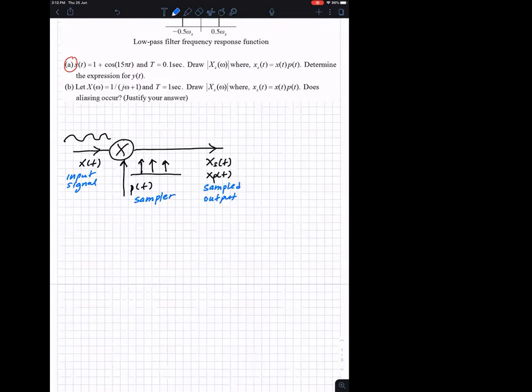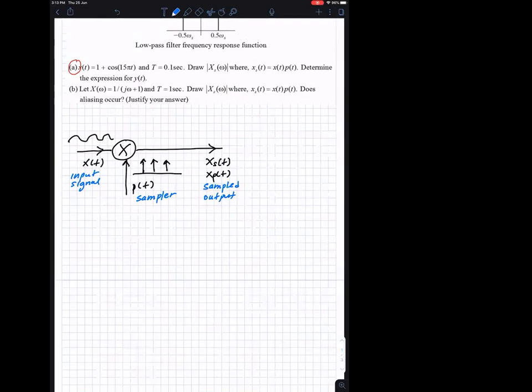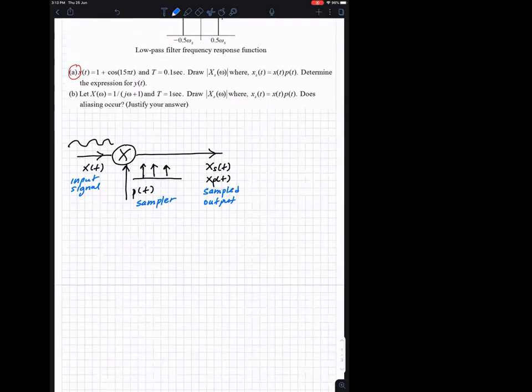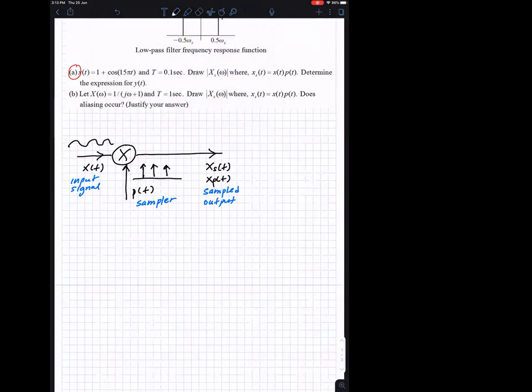Okay, is this clear so far? Last time we already went through this configuration. Signal comes in, it gets sampled, so the output is going to be a sampled output. Depending on your sampling frequency, you will know whether it's going to get aliased or not. You can only find that out by drawing it.